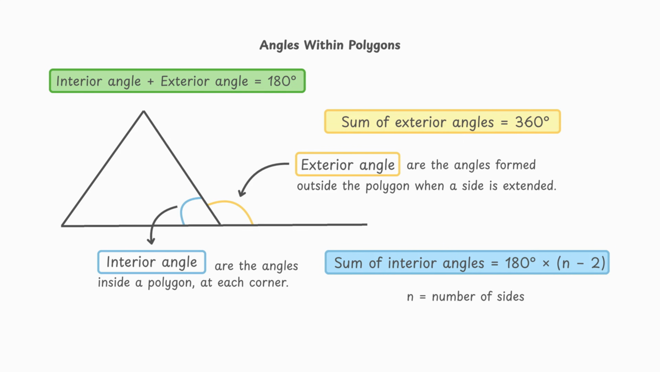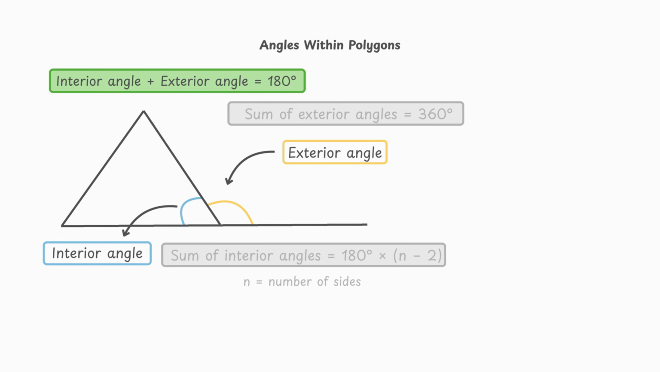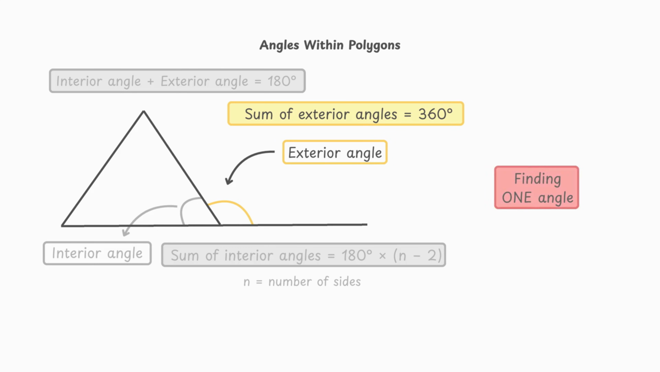Now let's continue and build on what we just learned. We already know that an interior angle and its exterior angle add up to 180 degrees, and that the sum of all exterior angles in any polygon is 360 degrees. Now let's go one step further. Instead of just finding the total, we can also find one angle.